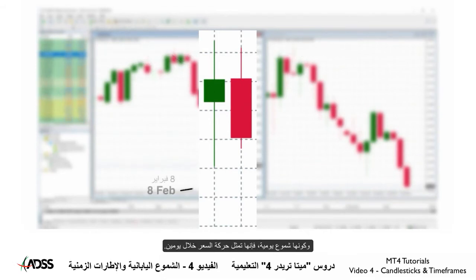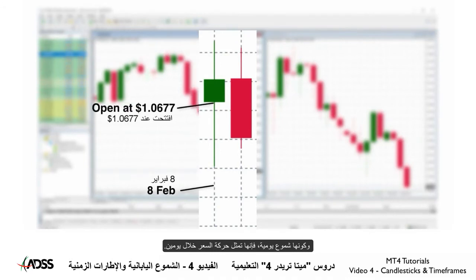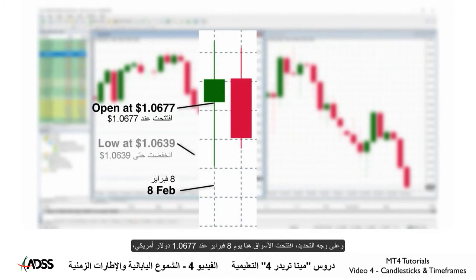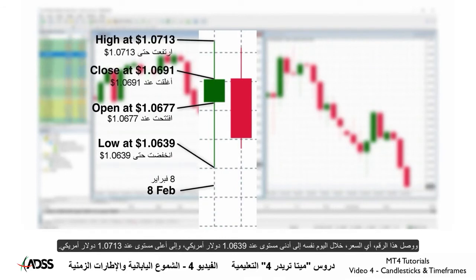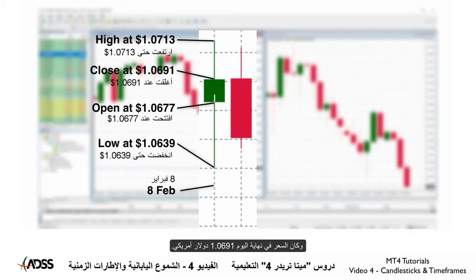Specifically, the markets opened here on the 8th of February at $1.0677. During the same day, the price went as low as $1.0639 and as high as $1.0713. At the close of the day, the price was $1.0691. How do we know that the price went up during the day and not the other way around?